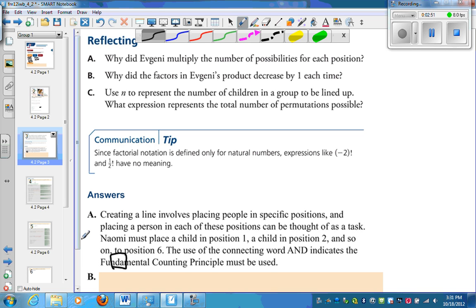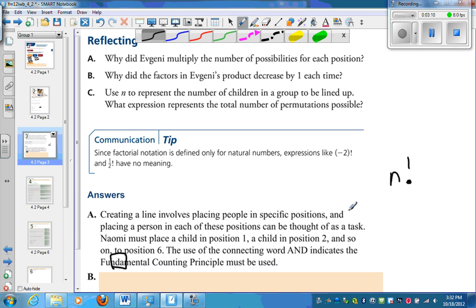Okay? Why did they decrease by 1 each time? Well, because you've used a kid up. And then use n to represent the number of children. What expression represents the total number of permutations possible? It would be n factorial if there was n spots.